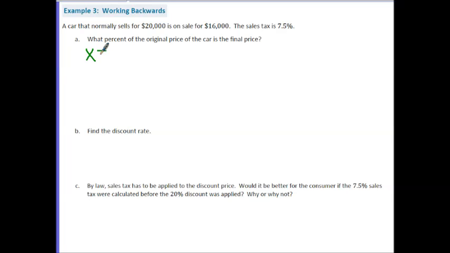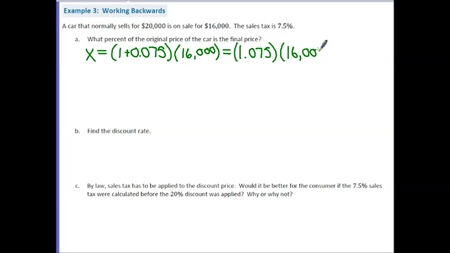So let's start with our formula. X equals, we have to pay for 100% of the car, so that's 1 as a decimal, plus 7.5% as a decimal is 0.075. And this is multiplied by the sale price of the car, which is $16,000. When I simplify this, we get 1.075 multiplied by 16,000. And that gives us a final price of $17,200.